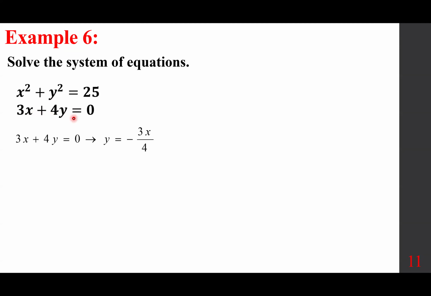So from here, let's give them numbers. Equation number 1, equation number 2 results in y being negative 3x over 4. We're going to put that back into equation number 1. x squared plus y squared, where y is replaced by negative 3x over 4, quantity squared, equals 25. This is x squared. This, when we square it, we get 9x squared over 16.